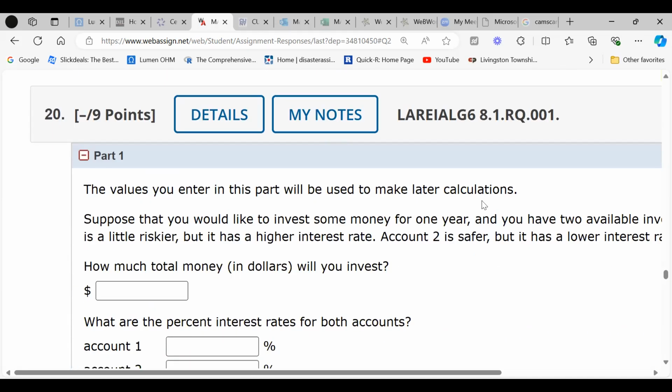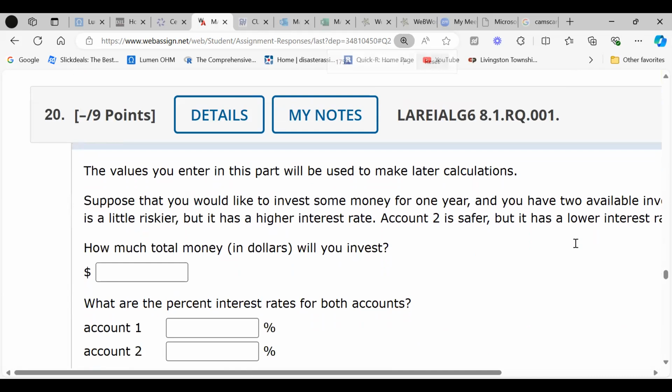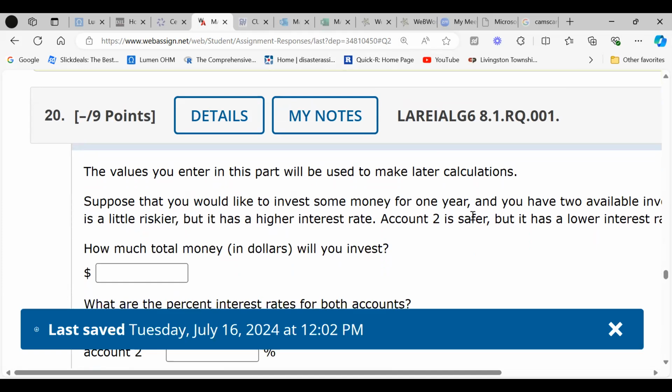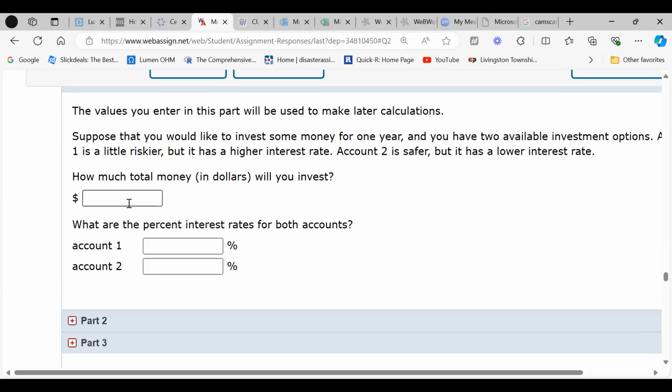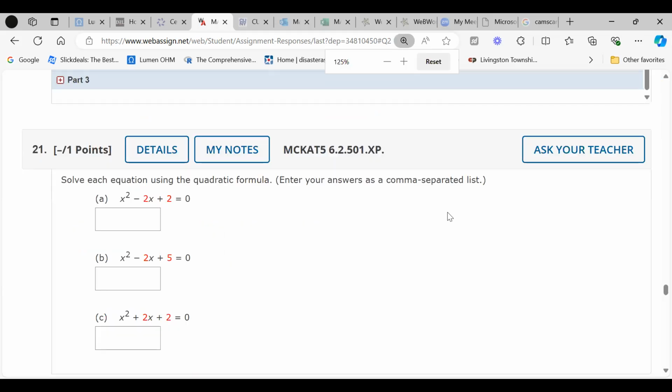Now number 20, that's the question: how much total money do you invest, right? I'm going to give you a number, and I'm also going to give you an interest rate. So let's say you have $10,000, and what is the percent interest rate for each account? Say you have a stable investment with a lower interest rate, the safer, lower interest rate. And then there are two investment types.